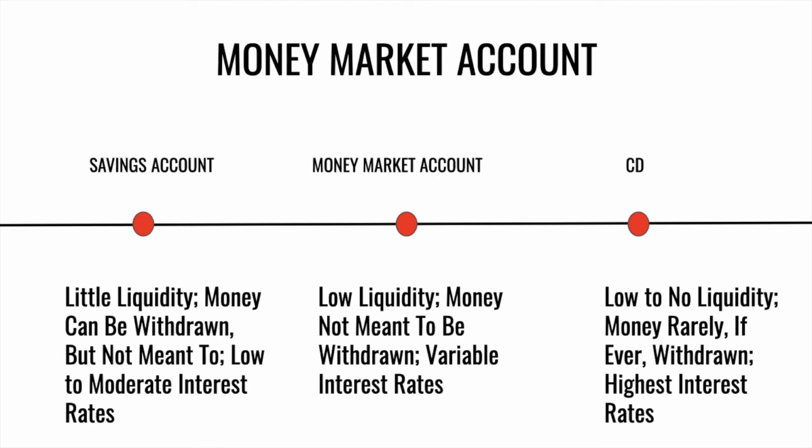Money market accounts have very low liquidity, just like savings accounts and CDs, but even less liquidity than savings accounts. So the money is not really meant to be withdrawn. Where it's different from both savings accounts and CDs is that it has variable interest rates. Generally with CDs or savings accounts, the interest rate is set at the time of deposit. Whenever you put your money into the bank, whatever interest rate you get at the time is the interest rate you get for however long your money is deposited. But with money market accounts, the interest rate varies depending on how markets do.